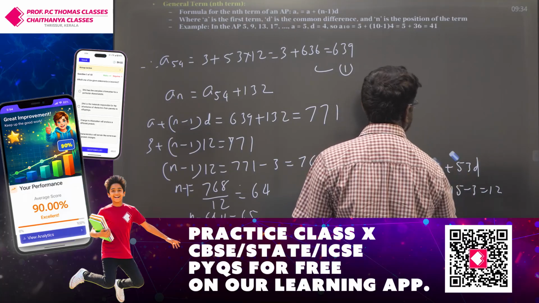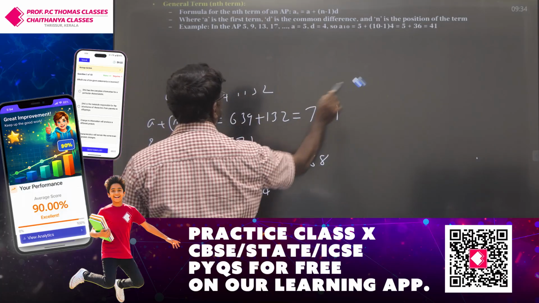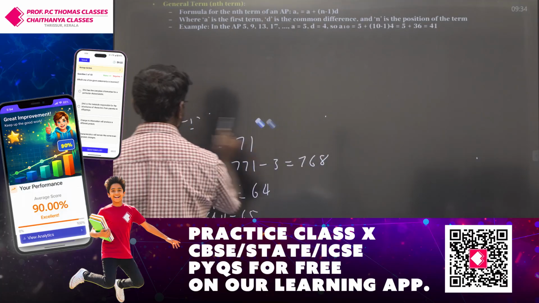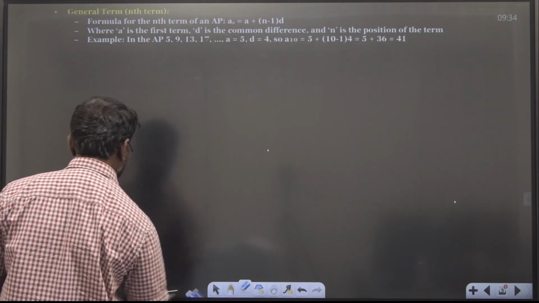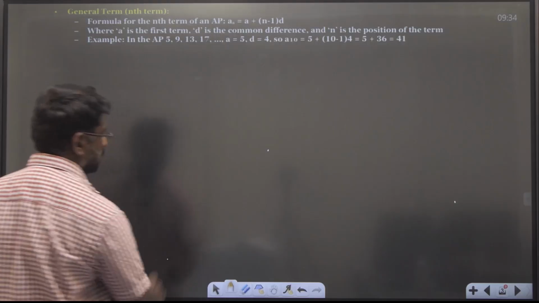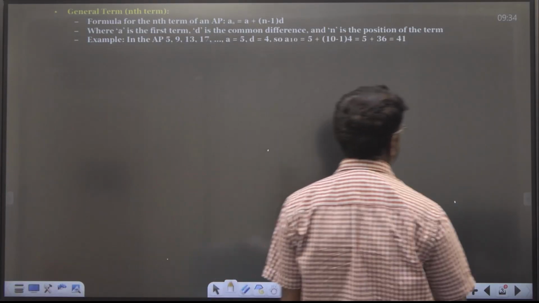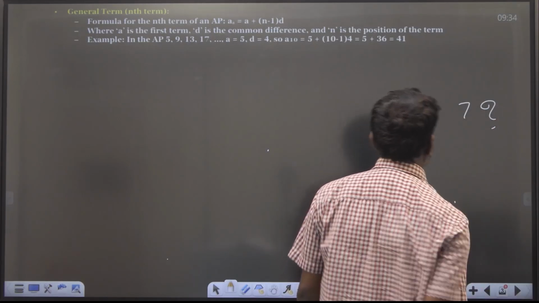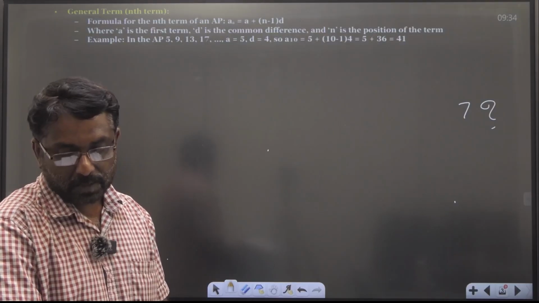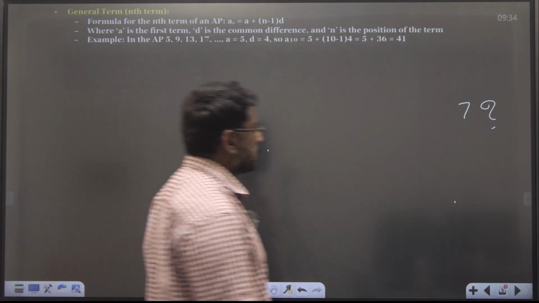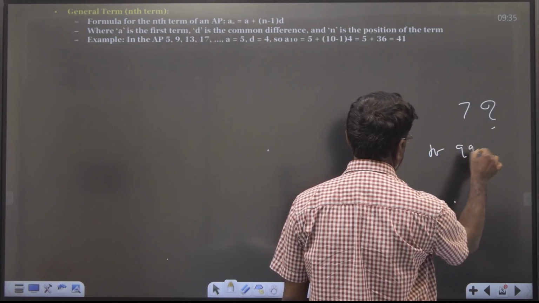How many three-digit numbers are divisible by 7? Three-digit numbers divisible by 7. That means the three-digit numbers run from 100 to 999.